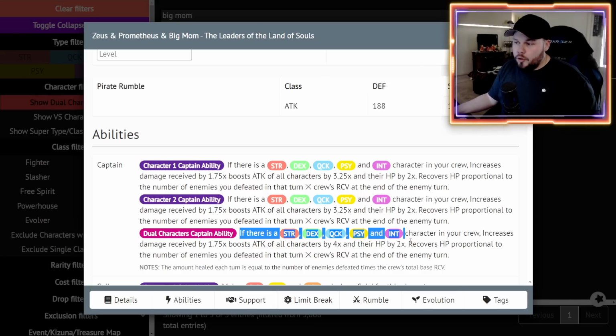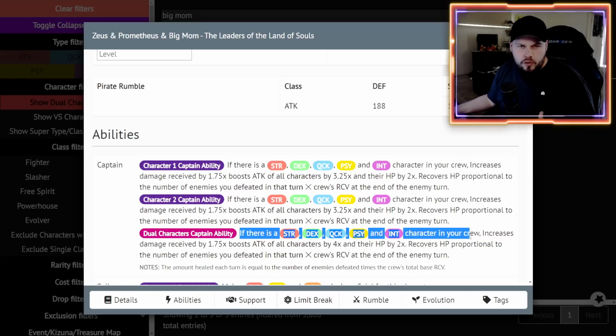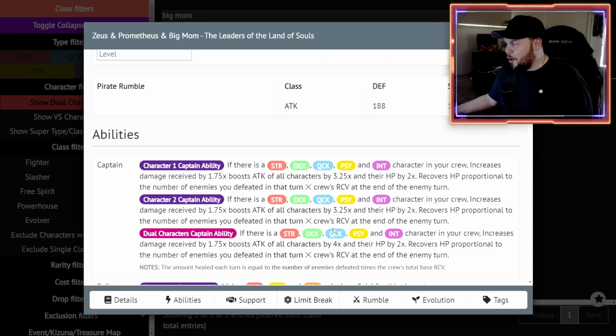Now, I think a good thing would be to just completely remove this condition with the base Super Evolution. I would hate if this is restricted behind the Level Limit Break. I can see them doing that too, but I really do hope that this is just removed completely. It also increases your damage received by 1.75 times, and then also gives you 2x HP.